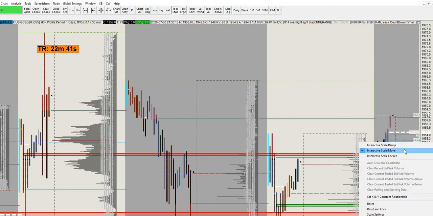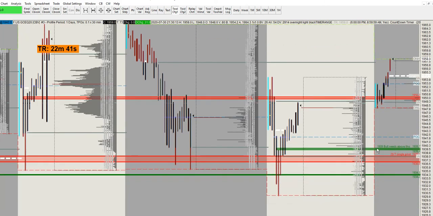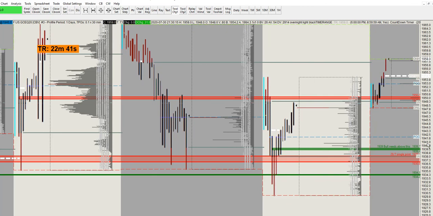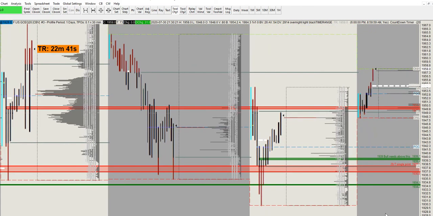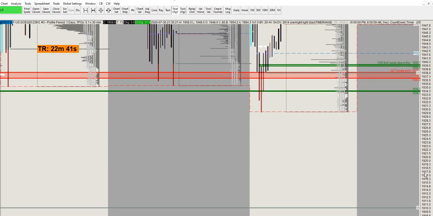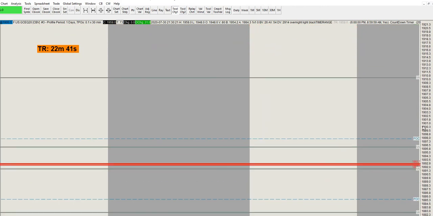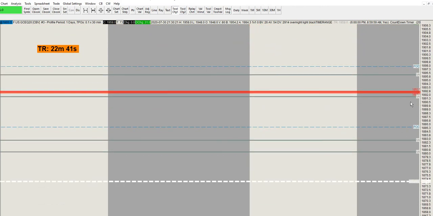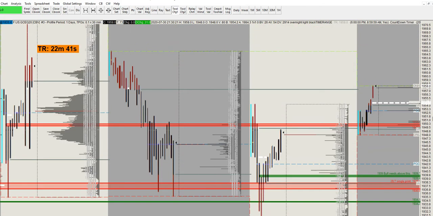If we go to a day-to-day basis, 1939 is key for the bulls, and below 1939 and the 37 area here, I think shorts could really get momentum and trade this back to these single prints here at 1892 and 1874. That's my quick analysis of the market here.